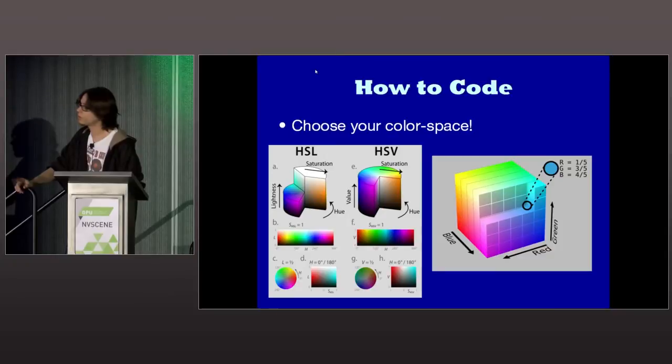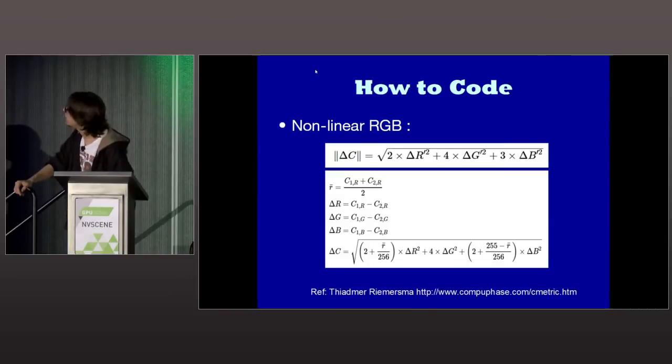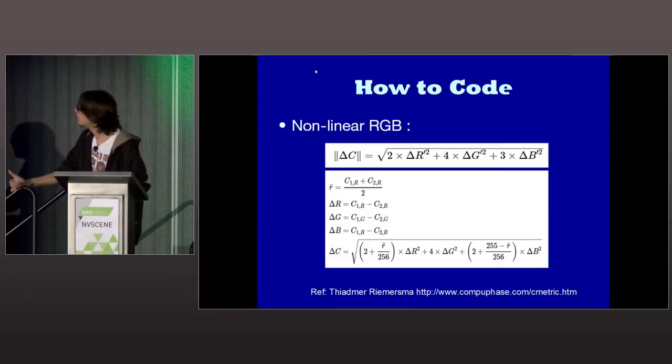But there are people who did some really good research on that, and they came up with nonlinear RGB. The person in question is Tjadmer Remersma. I put the link.